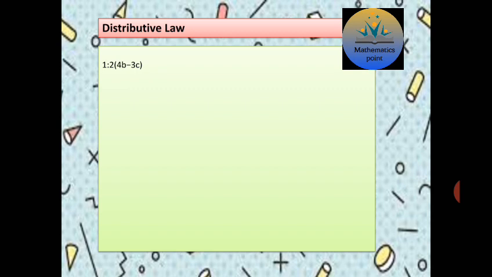Okay, so now we have a question to multiply. Between 2 and the bracket there is no sign, so that indicates that 2 is going to be multiplied with the terms that are inside the bracket. Now inside the bracket we have two terms and 2 is going to be multiplied with that. We have to multiply 2 firstly with the first term. Term means that 4b is the first term, and 3c is the second term. 4b minus 3c makes an expression. I hope it is clear to you guys.